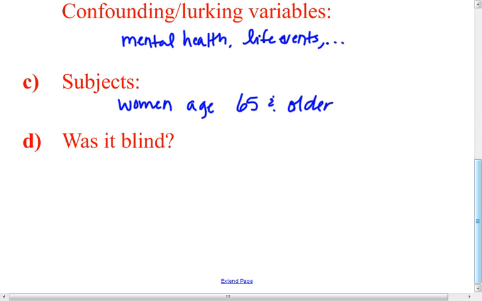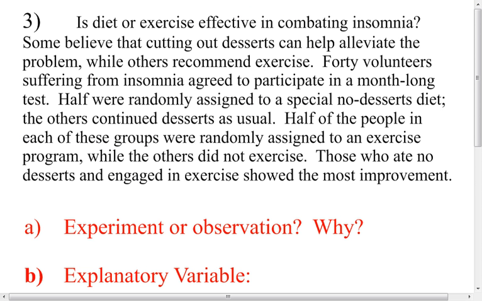And again, was this blind? No, this was not. The women knew there was no treatment imposed, so it was not necessary that it be blind. Okay? All right, one more here.